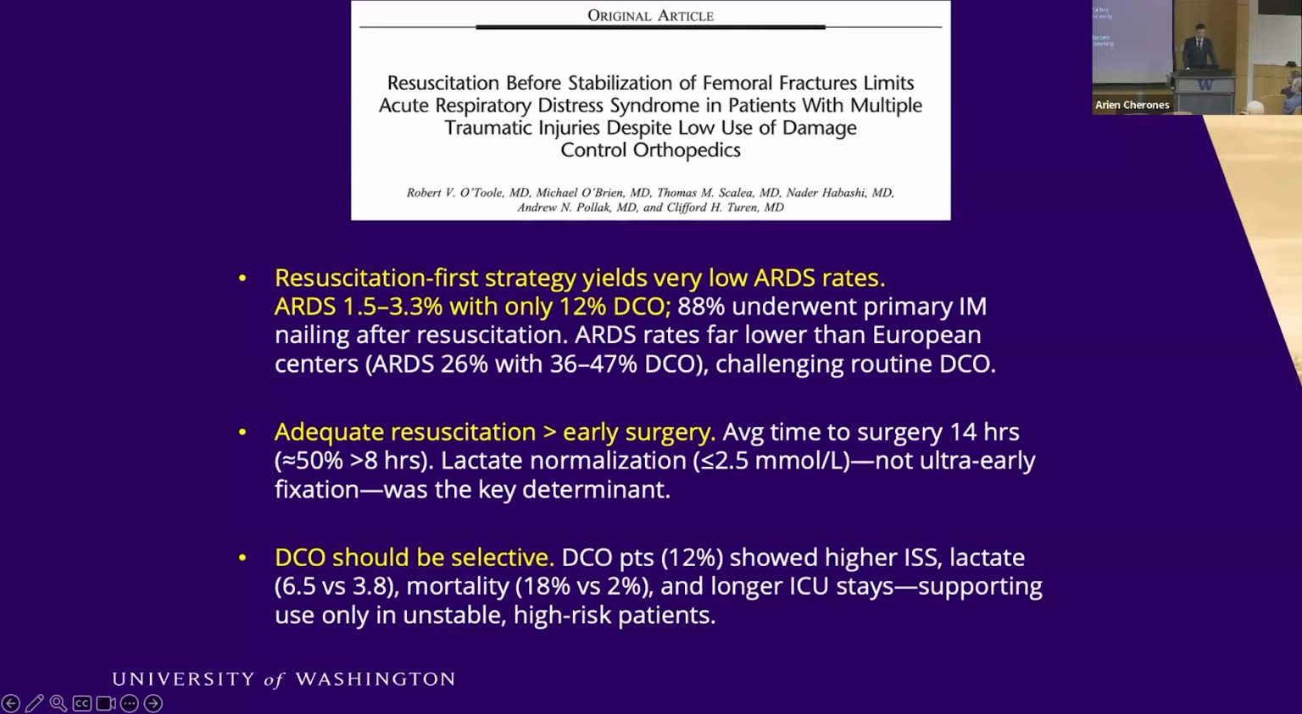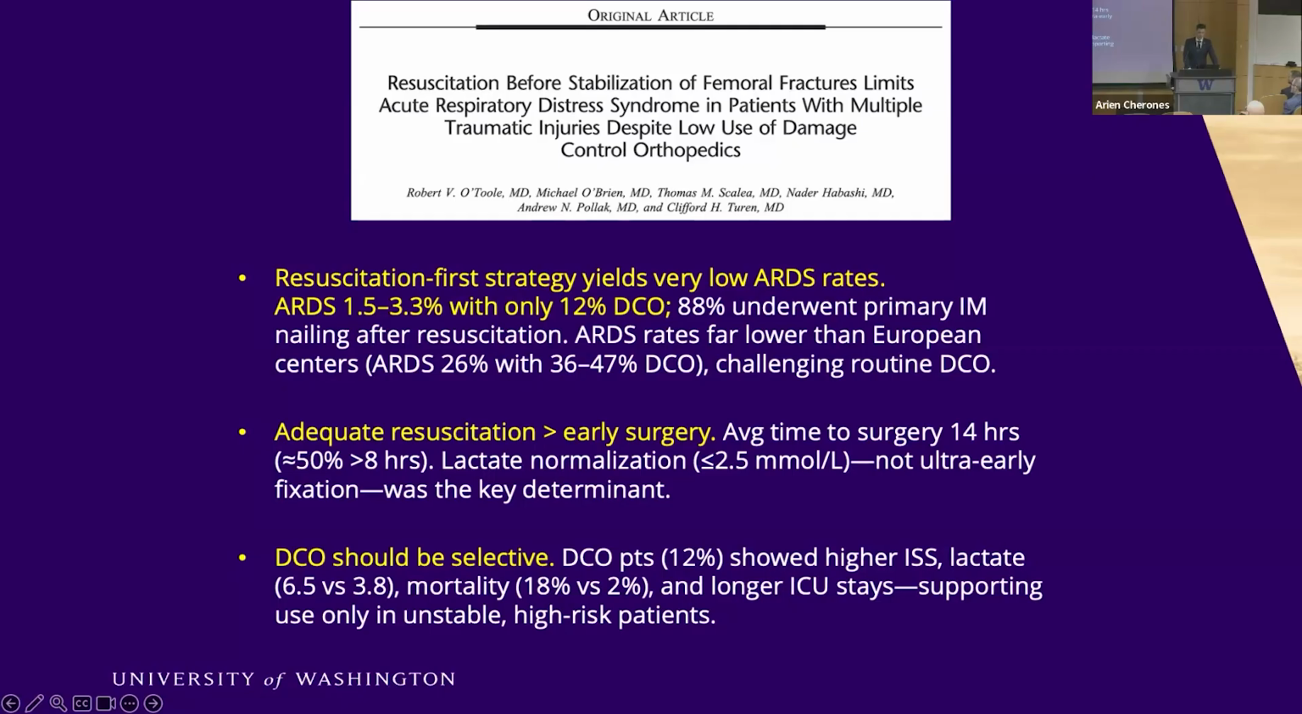And they found that a resuscitation-first strategy yielded very low ARDS rates at 1.5 to 3.3%, and they only used damage control orthopedics in 12% of their cases. This was much lower than the European literature at that time that was using damage control orthopedics in nearly 50% of cases, and their ARDS rates were much higher. And so they felt that adequate resuscitation was more important than early surgery.